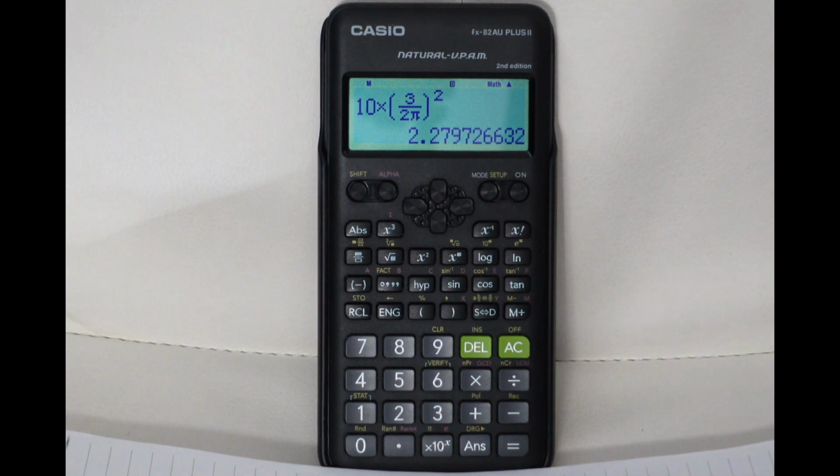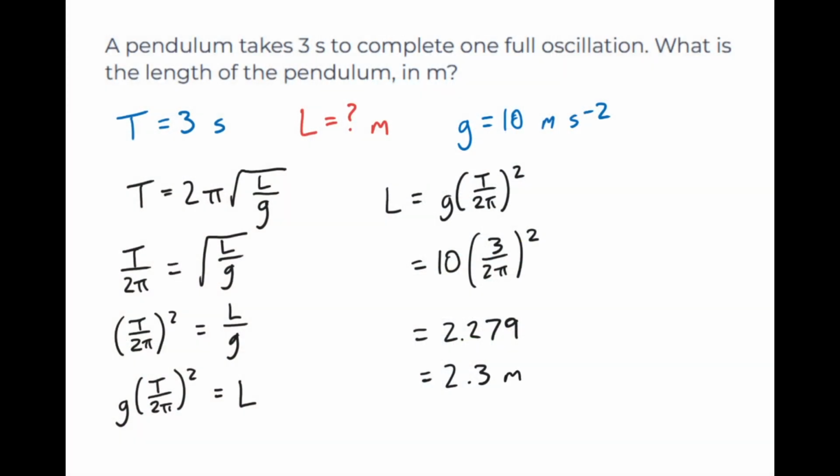Press the x squared button. This should give you an answer of 2.279, which we can round to 2.3 meters.